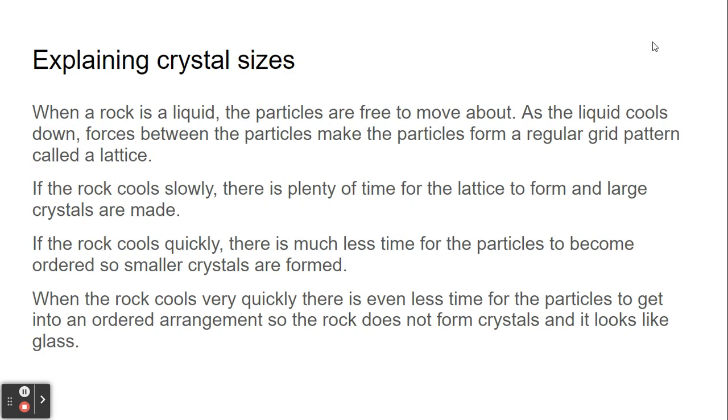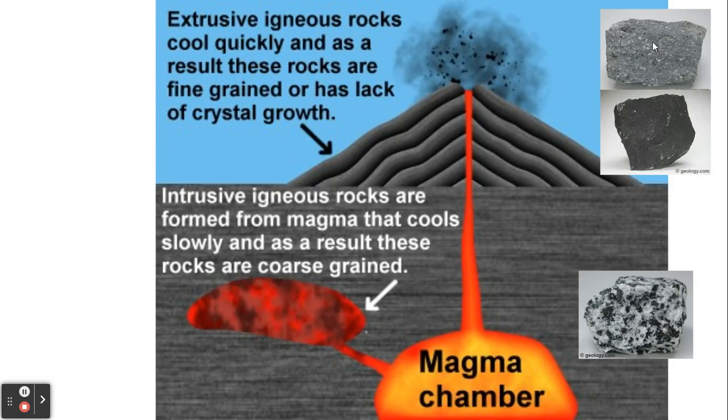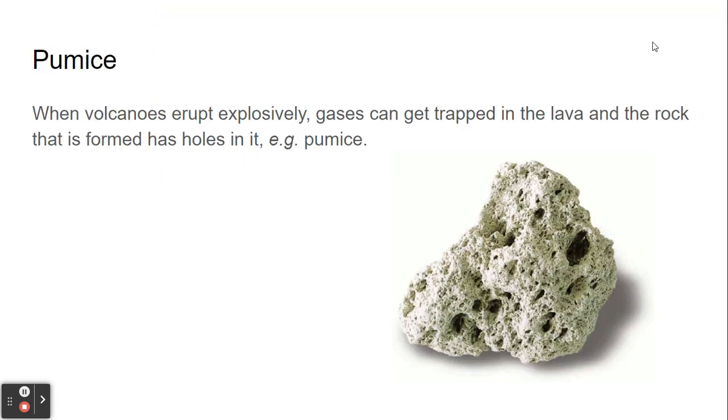If the rock cools very quickly, there's even less time for the particles to get into an ordered arrangement, so the rock doesn't form crystals at all and it looks like glass. This diagram just summarises what we've learnt about. Another type of igneous rock is pumice, and you might have some of this in your bathroom. When volcanoes erupt explosively, gases can get trapped in the lava, and the rock that is formed has holes in it, which we can see trapped here.